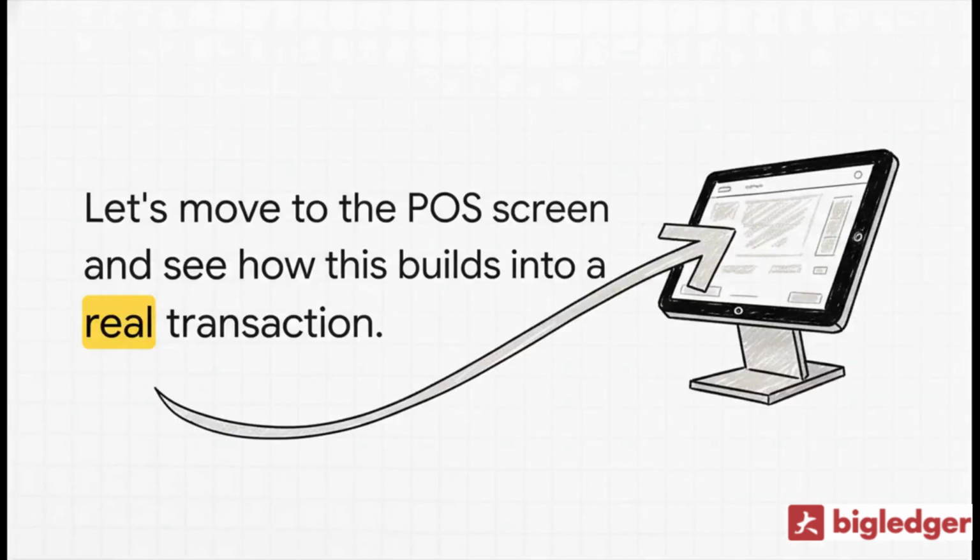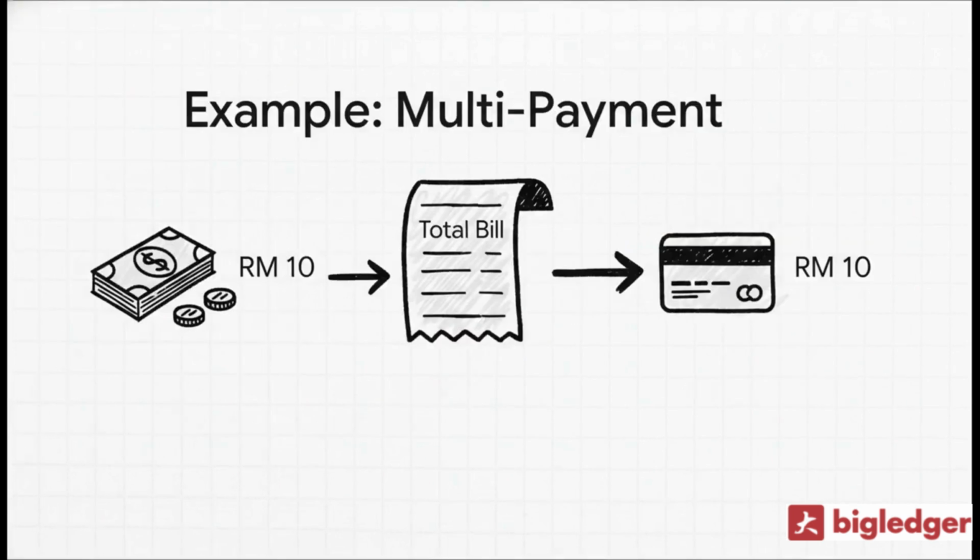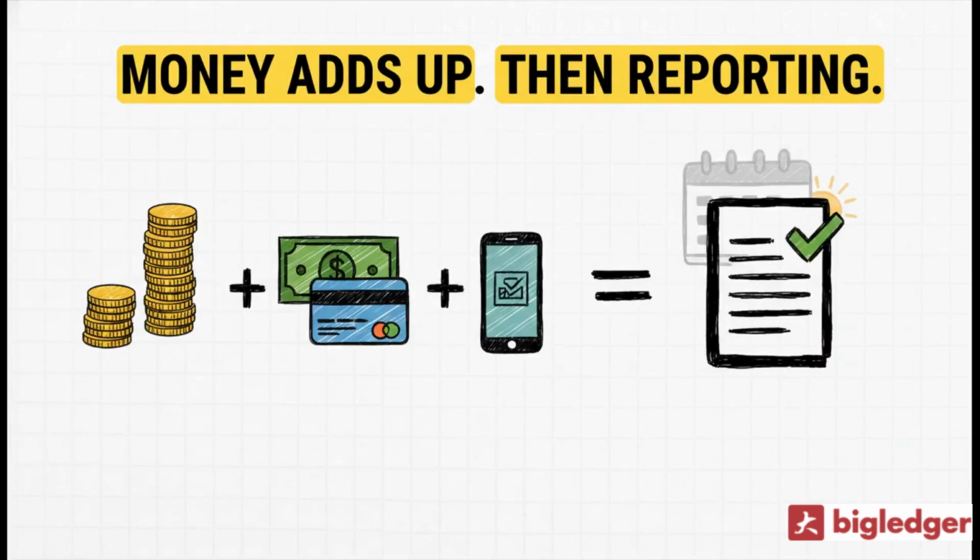Okay, with the backend ready, let's see what happens during a real transaction at the register. Your system can even handle split payments, like when someone pays with both cash and a card. All right, so at the end of the day, it's time to make sure all the money adds up. That's where reports come in.